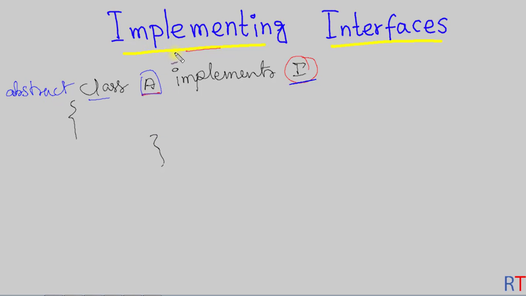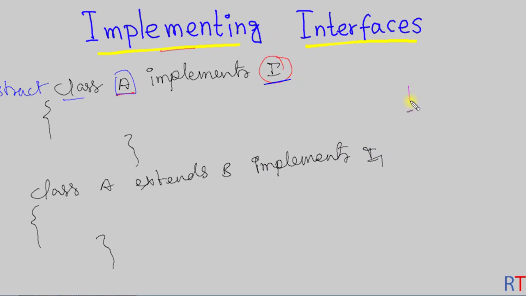In Java, interfaces can be used to implement multiple inheritance, and to do that a class can extend another class and also implement one interface. As an example, class A extends B and also it can implement another interface like I1, and this way we can have multiple inheritance in Java where the class A is the child class which is inheriting the parent class B and another interface I1.